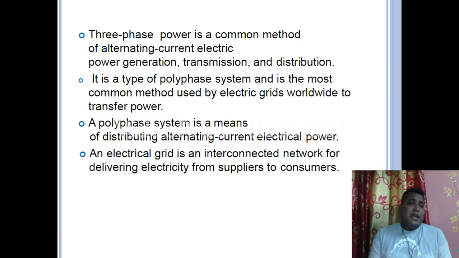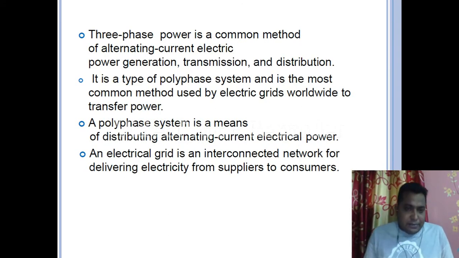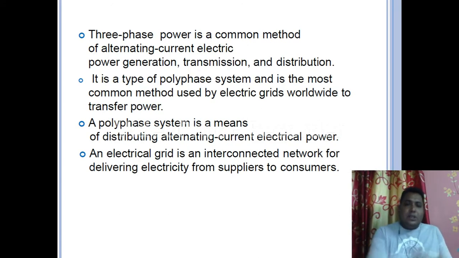Let us say the last point: an electrical grid is an interconnected network for delivering electricity from suppliers to consumers. As I am telling you, that is an electrical pool type of thing. That means all systems are interconnected to each other. Say there is a generating station generating a huge amount of energy, but that amount is not required for the particular area where it is supplying power. The extra amount of energy can be sold to other consumers where there is a demand.